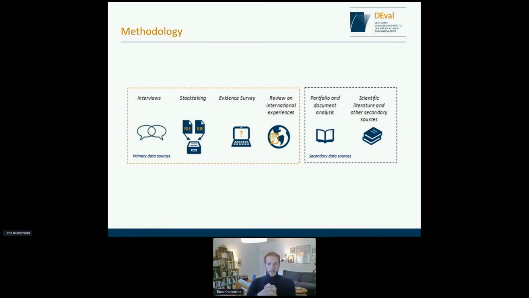Then we also did an evidence survey, which was quite large and was sent to basically all stakeholders in German development cooperation that could potentially somehow use evidence. And we got quite a good response of, I think, 1,000 respondents there. And then we also reviewed international experiences with regard to evidence, to see how DEVID does it, what the World Bank does, and looked at a couple of organizations there. And of course, we also relied on secondary sources such as scientific literature.